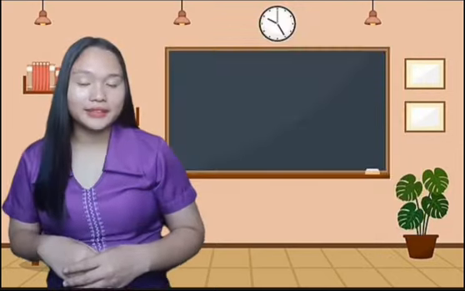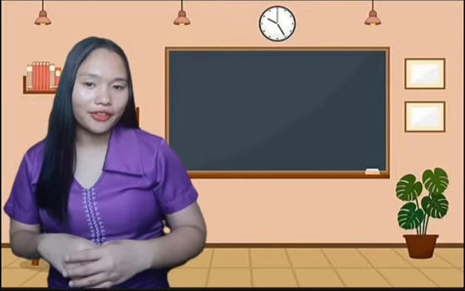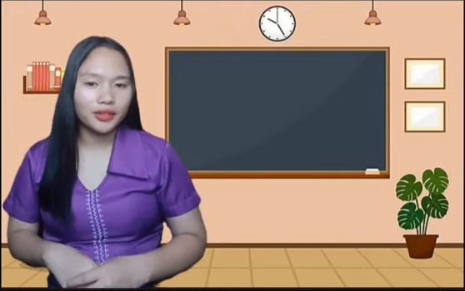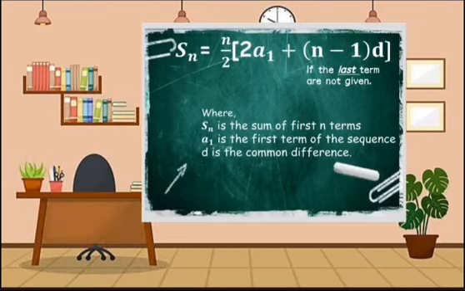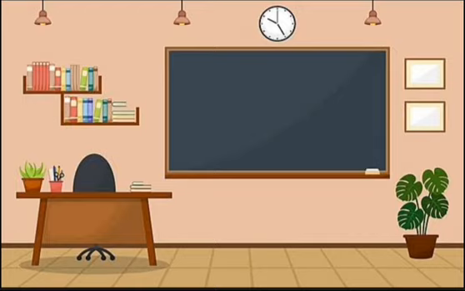On the other hand, if the last term is not given, we will use the formula S sub n is equal to n over 2 times the quantity 2 times a sub 1 plus n minus 1 times d. Note that this formula is used if the last term is not given, where S sub n is the sum of the first n terms, a sub 1 is the first term of the sequence, and d is the common difference.